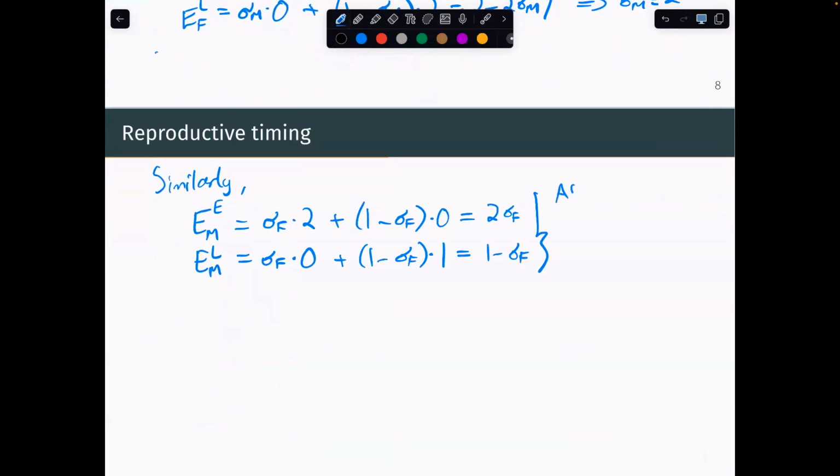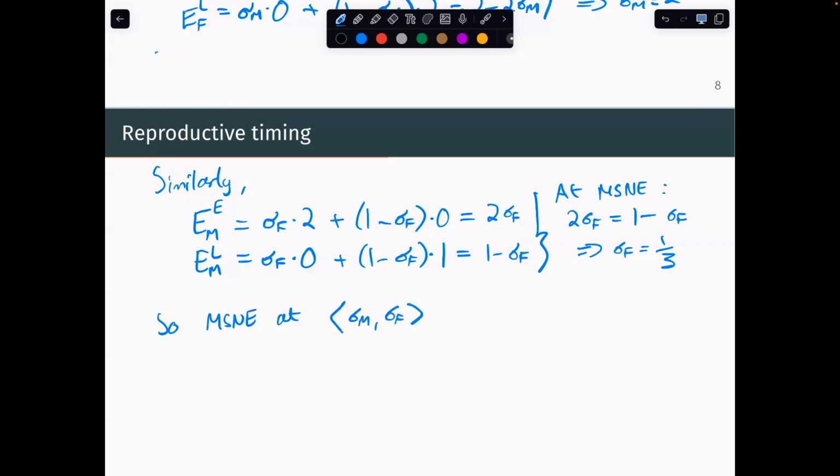Again, at a mixed strategy Nash equilibrium, we have to have these two things being equal. So 2 sigma F must equal 1 minus sigma F. In other words, sigma F is equal to 1/3. So our mixed strategy Nash equilibrium occurs at sigma M, sigma F equal to 2/3, 1/3.